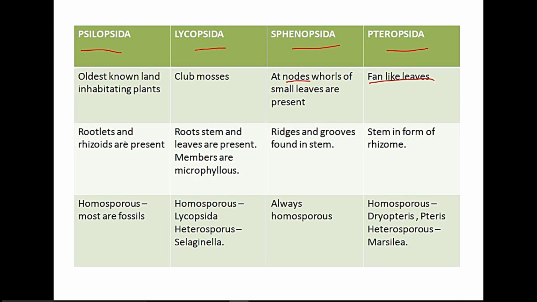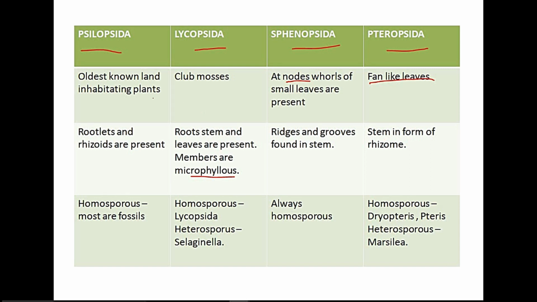So here comes the rootlets and rhizoids are present in Psilopsida, whereas in Lycopsida root, stem, leaves are present, and these are the members of microphylls. Microphylls in the sense small spore-like structures. And here Sphenopsida consists of ridges and grooves found in stem. So here in Pteropsida, stem in form of rhizome.